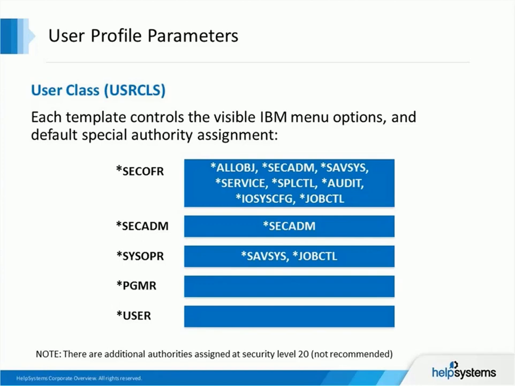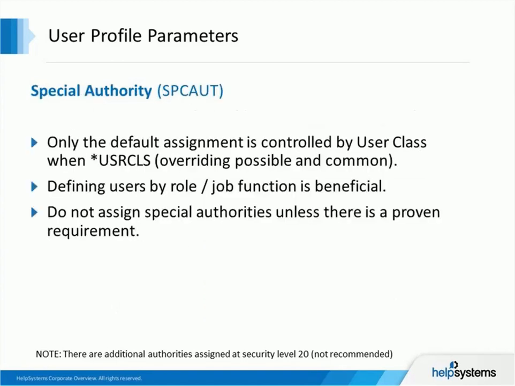The other thing that the user class may influence is which options appear on IBM supplied menus. So if you are a programmer, for example, and you do a GO MAIN command, you'll go to the IBM main menu, and there is an option 5 for Program Development Manager. That's only visible if you have a programmer class or higher, all right? So it does influence IBM supplied menus, but that's really about it. It is by far most influential on the special authorities that are granted.